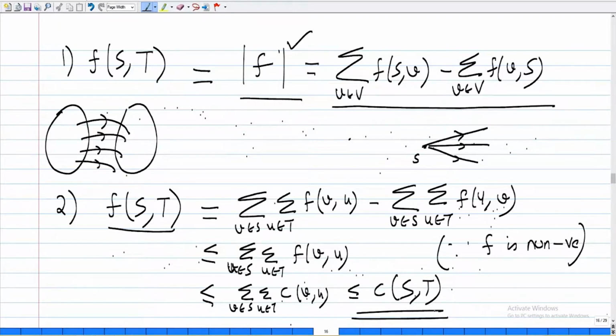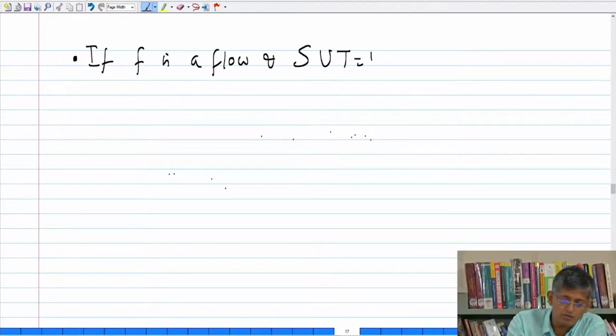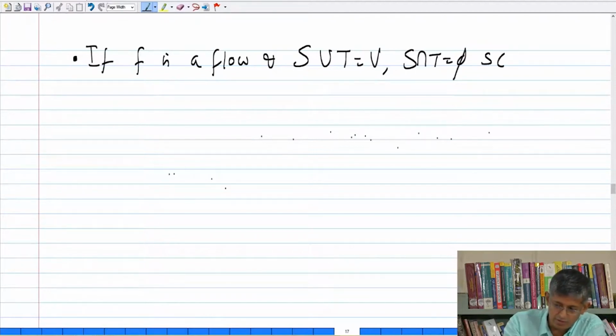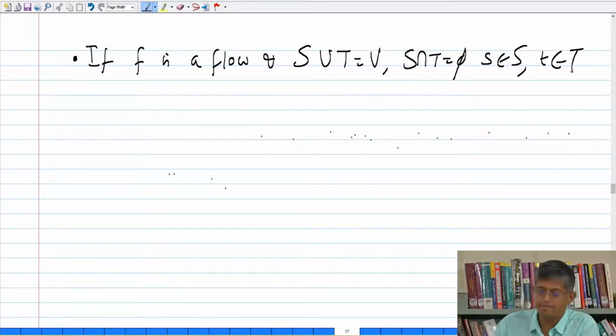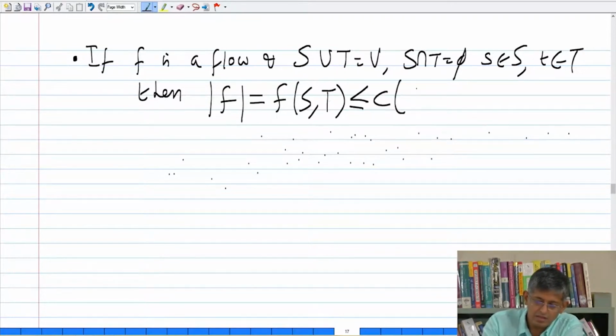Right? And what I did not emphasize, which I will emphasize now, is that for any S-T cut, the value of the flow is less than or equal to the value of the cut. If f is a flow and S union T is equal to V, S intersection T is empty, s belongs to S, t belongs to T, then the value of this flow is equal to f of S comma T. This is less than or equal to the capacity of this S-T cut.